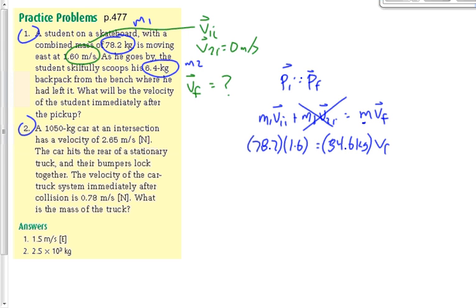VF. What's your prediction? Is VF going to be bigger or smaller than 1.6? Bigger or smaller? You can see the answer there, but pretend you don't see it. Why do you think it would be smaller? Okay, it's logical. Yes, it is logical. But why is it logical?